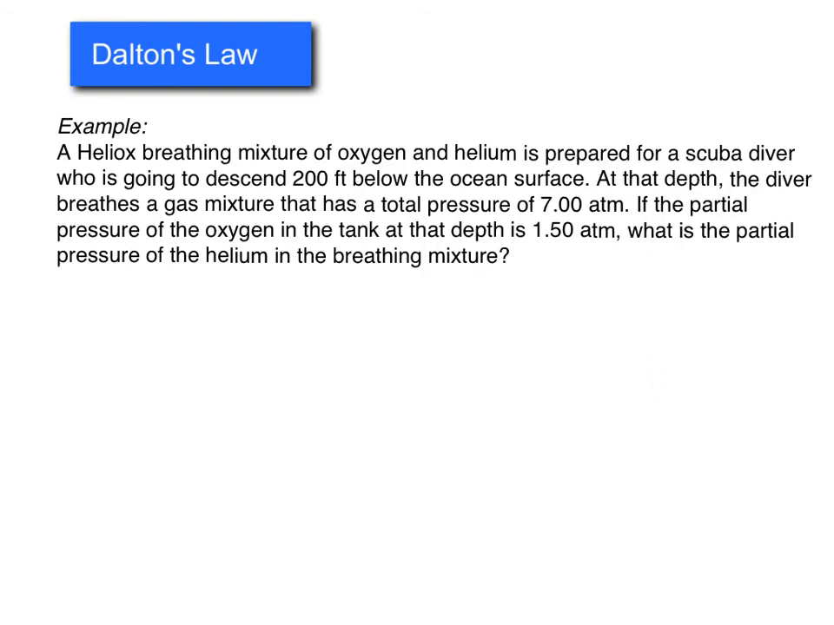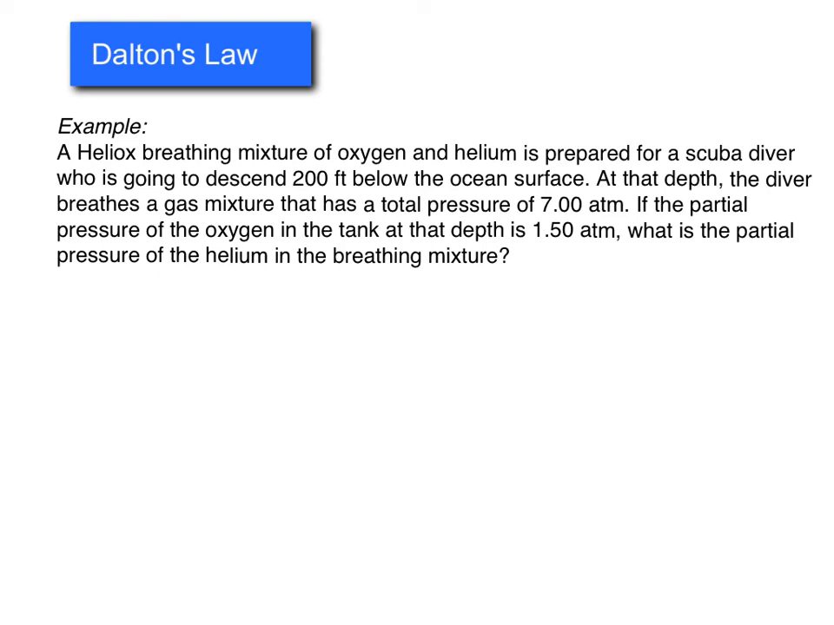A very basic example for this. These problems are not going to be hard, it's just addition and subtraction. In this example, we have heliox, which is a breathing mixture of oxygen and helium, prepared for a scuba diver who's going to descend 200 feet below the ocean surface. At that depth, the diver breathes a gas mixture that has a total pressure of 7 atmospheres. If the partial pressure of oxygen in the tank at that depth is 1.5 atmospheres, what is the partial pressure of the helium in the breathing mixture?